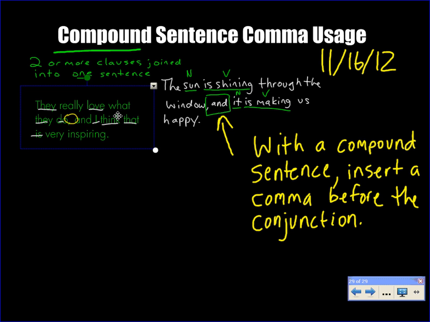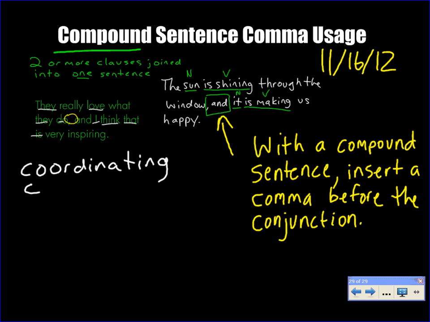Not just any conjunction. I'm going to add one more level of complexity to this, but don't worry, it's not going to be too complex because I have a cute little memory device for it. And then we'll go through example after example. The and conjunctions, the short conjunctions, are called coordinating conjunctions.